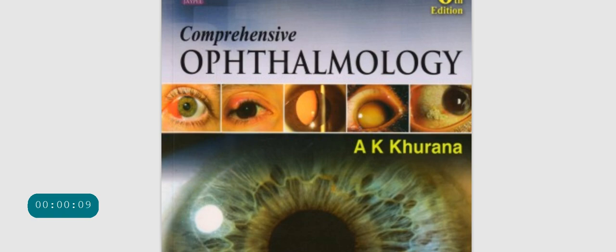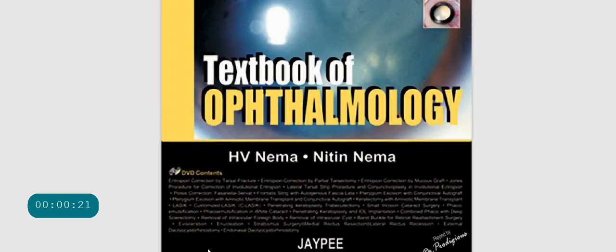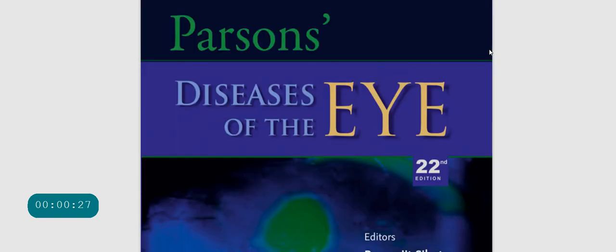Now we're going to study ophthalmology. So basically we have three books for it. Comparatively we'll study from each of them. First one is AK Khurana. The next is Nema, HV Nema and Nathan Nema, and last but not the least, Parsons.